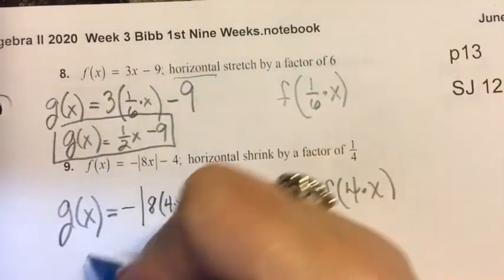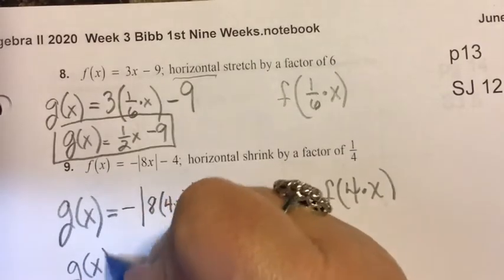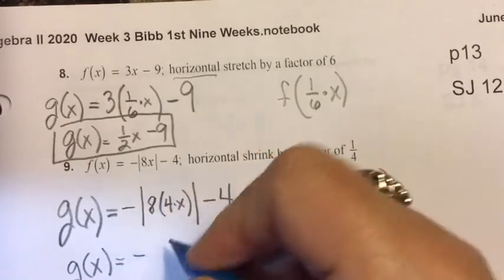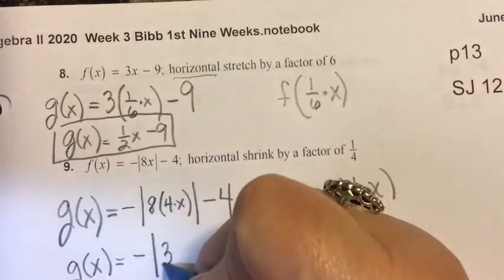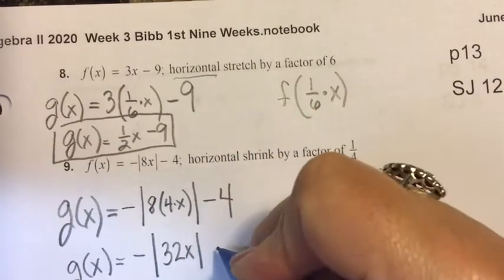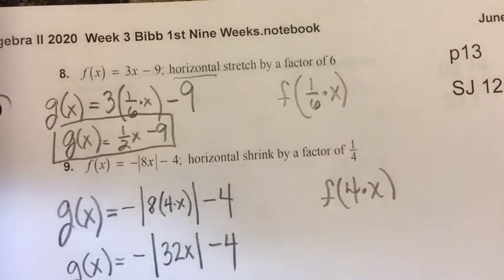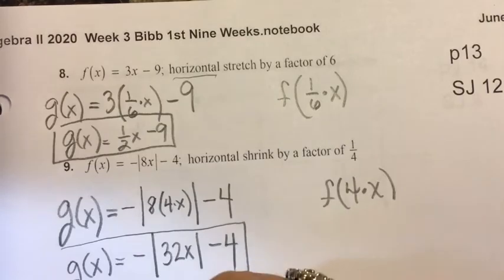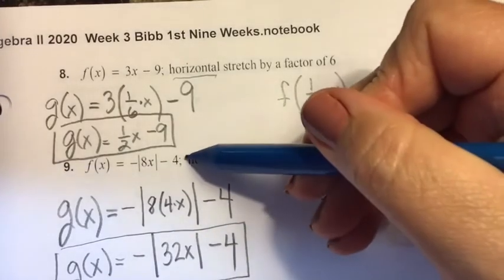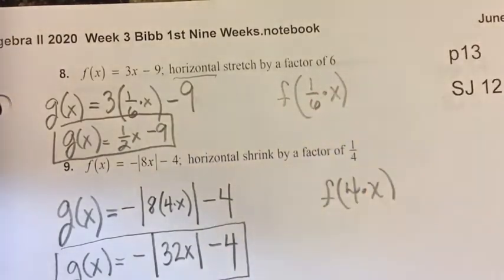Now, can I simplify? Yes, I can. Keep your negative sign. Absolute value of 32x minus 4. And that would be the transformation of f of x to g of x.